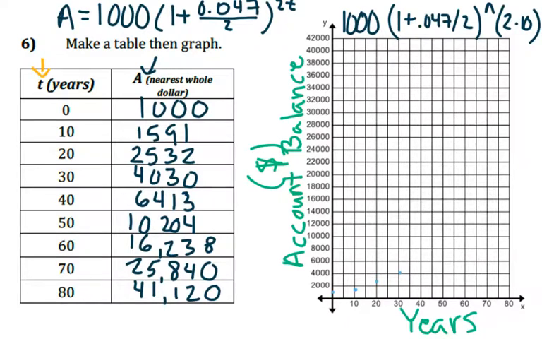And we're going to continue to plot these points, and then we'll connect them, making a curve to represent the growth of the account balance. So our graph would end up looking something like this. Now if you haven't, pause the video and do it yourself. Make sure you're plotting those points, and it should look something like this.